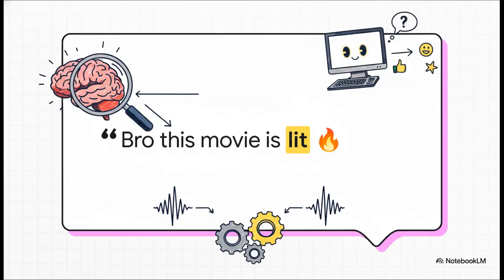And this right here just says it all. How do you possibly teach a machine that "lit" means excellent, and that the fire emoji just reinforces how positive it is? This is what makes NLP so hard and so fascinating.